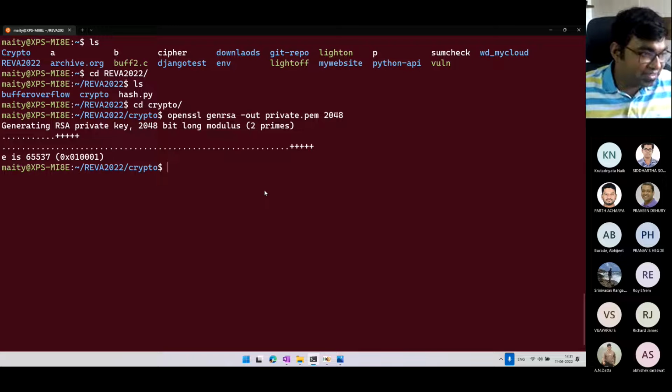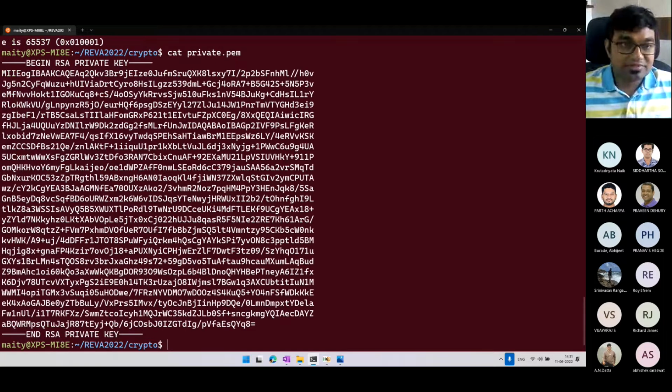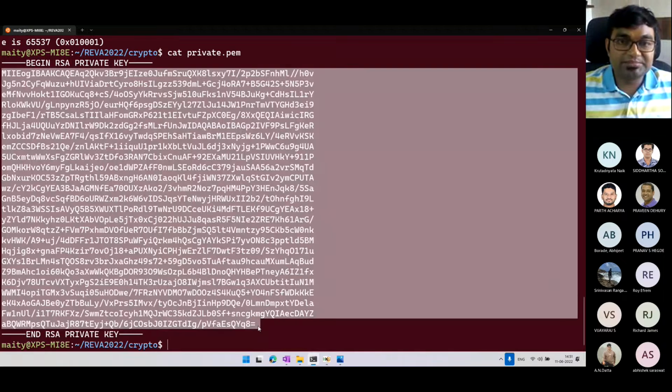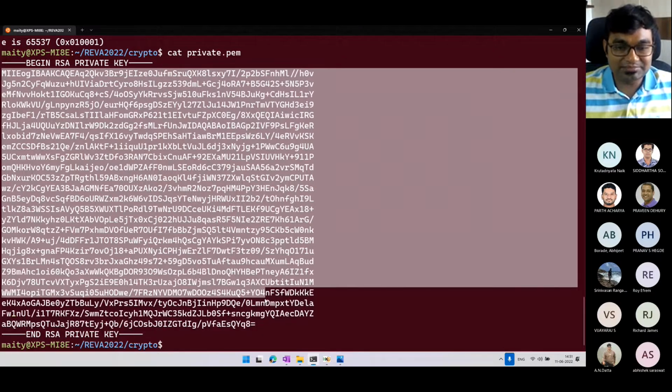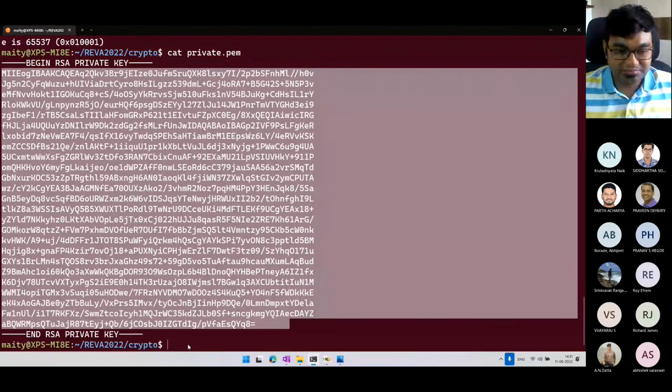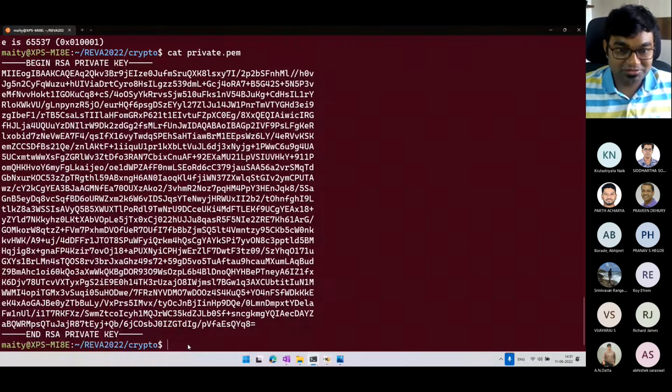Now, let us see how this private key looks like. Cat private.pem, right? This is the private key. But as you see, this is base64 encoding. You remember what is base64 encoding? How we encoded a binary string into a text string, an ASCII string. You remember that? Okay, so this is the private key.